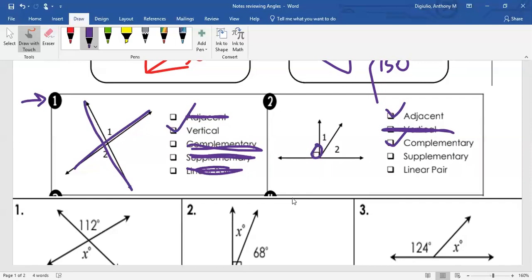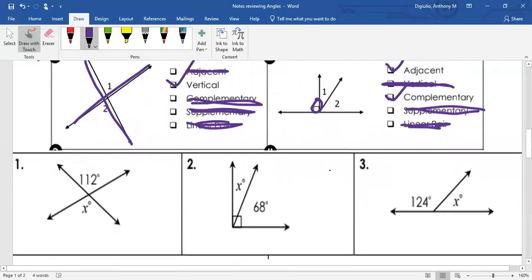If they add up to 90, they can't also add up to 180. That would be illogical. And then, do they make a line? Well, notice all 3 of these make a line, but when we talk about linear pair, a pair is just 2. So if we're looking just at those 2 angles, no, they do not make a line.